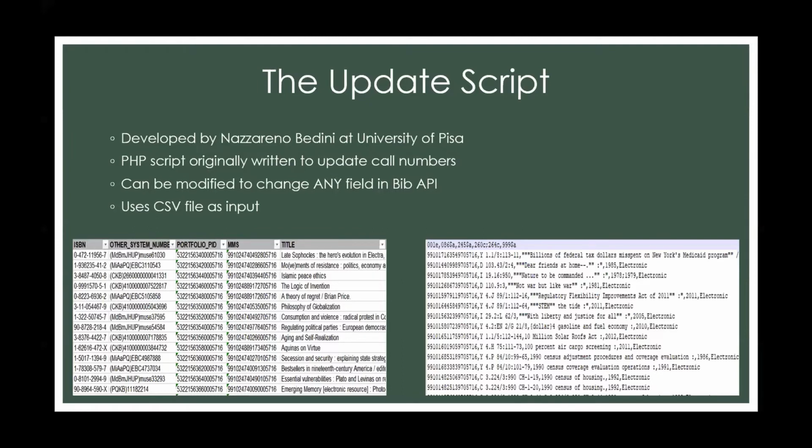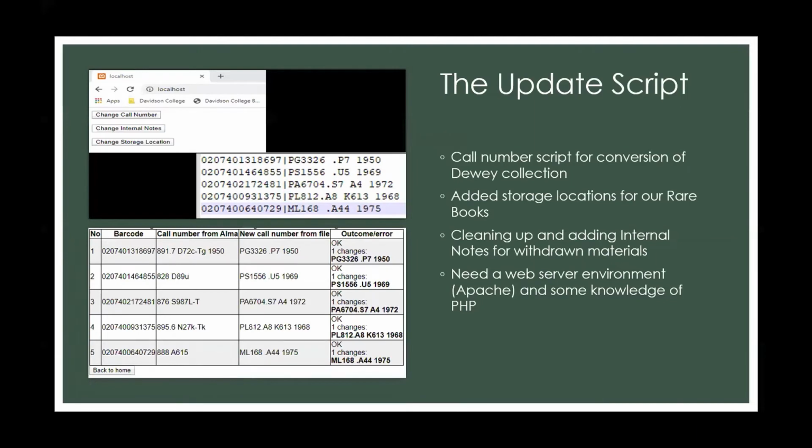You can also pull data out of analytics in CSV, so it's just easy to get. So what we at Davidson have been using the update script for is several different things. First, since we were using it for a couple of different things, we made a little index, and since it's PHP, it's run through a web browser. So you can see in the top left, we've got a little index that has buttons that we would just click and have the script run.